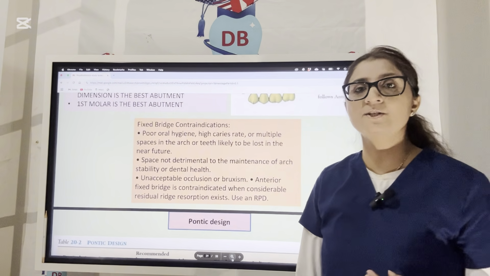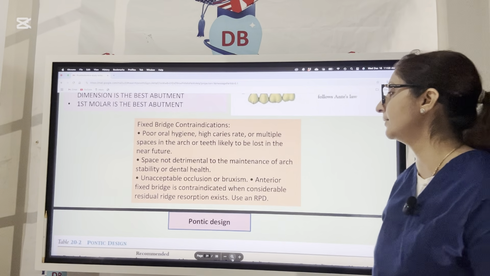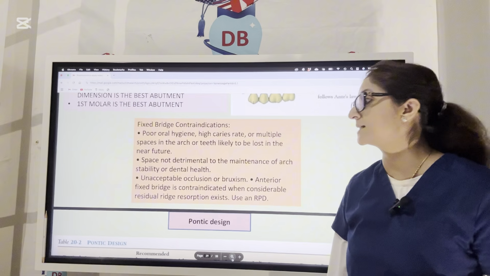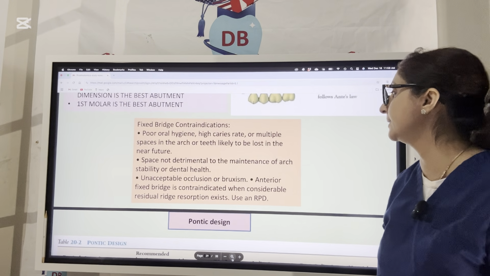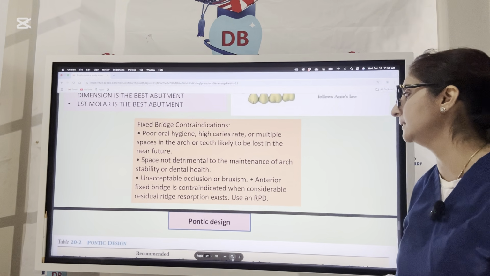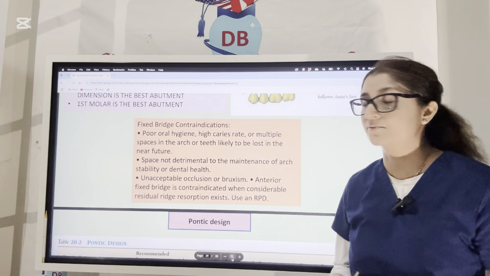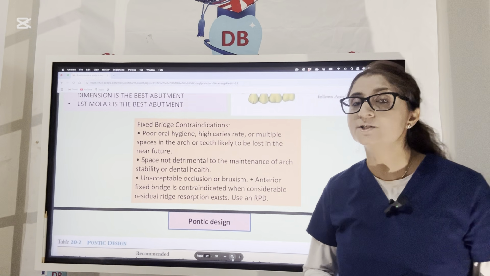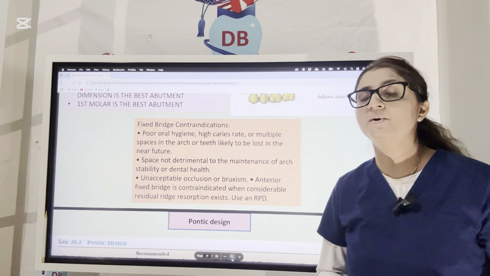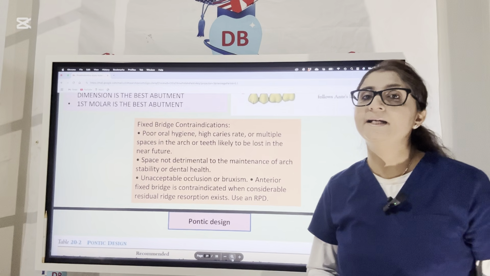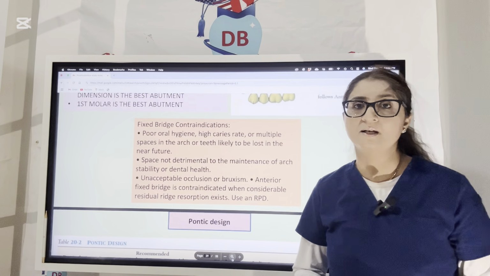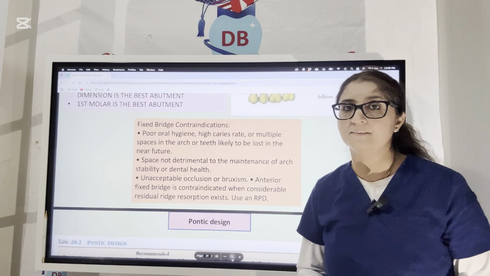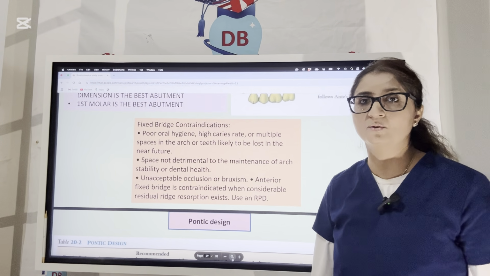Now let us see what type of patients cannot take the fixed bridge. Contraindications: of course, patients who have poor oral hygiene, high caries rate, multiple spaces in the arch, a space which is not detrimental to maintenance of arch stability or dental health, unacceptable occlusion or bruxism. Of course, these patients cannot have the bridge. And a fixed bridge is contraindicated when there is ridge resorption, especially in the anterior. When we talk about the anterior, a maximum of 4 anterior teeth can be replaced using a bridge, and for the posterior, ideal is not to replace more than 3 posterior teeth using a bridge. In these cases, we rather go for RPD.